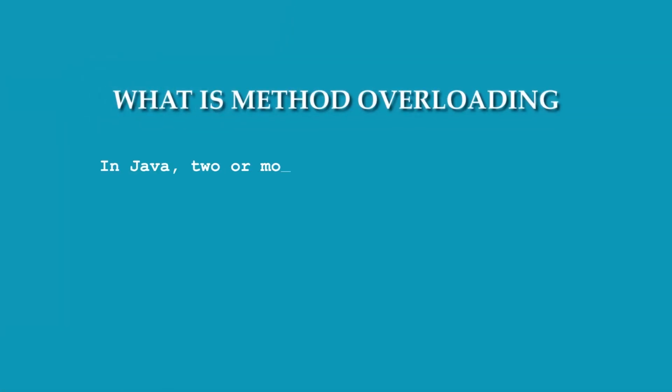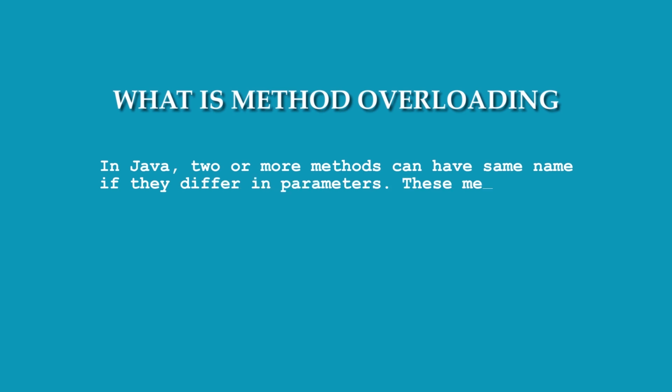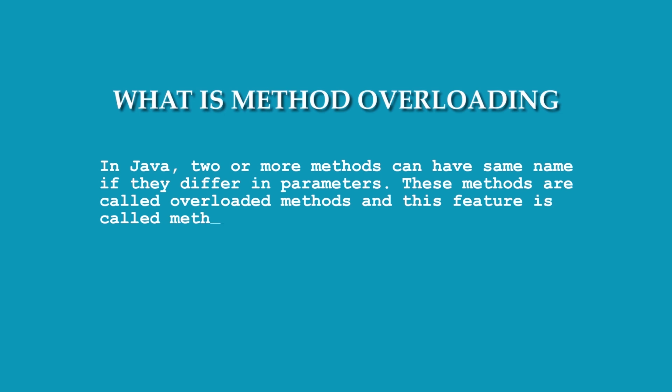In Java, two or more methods can have the same name if they differ in parameters. These methods are called overloaded methods, and this feature is called method overloading. Let me give you an example to understand that more.